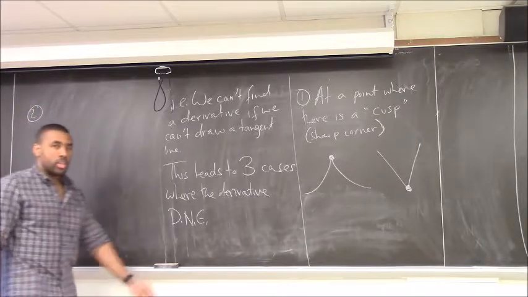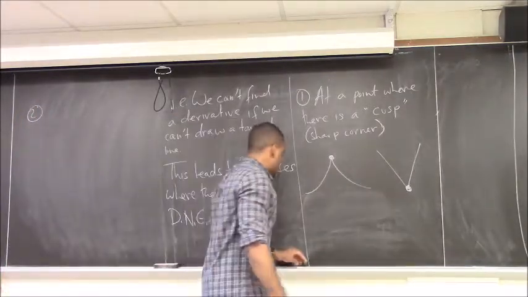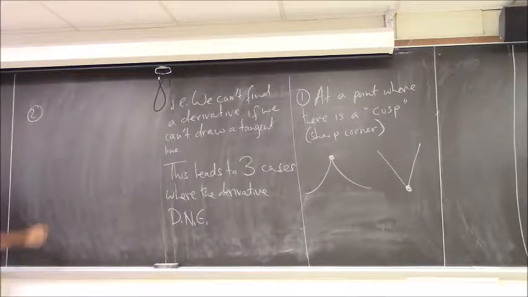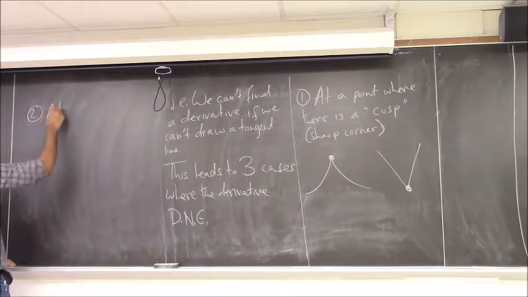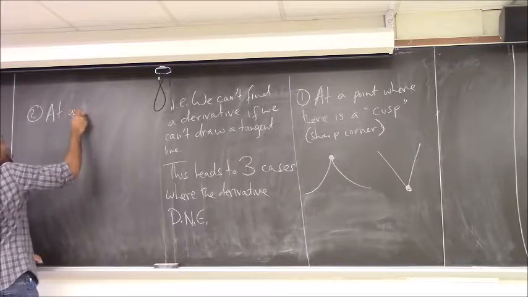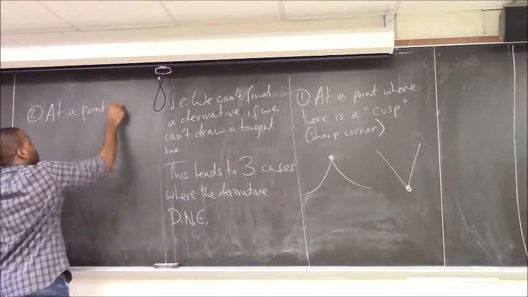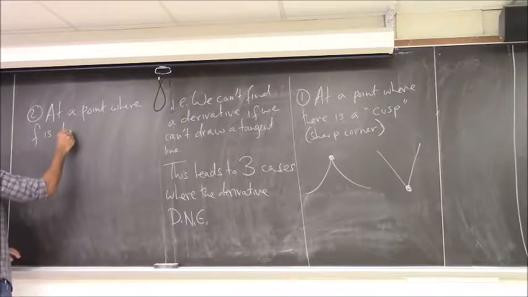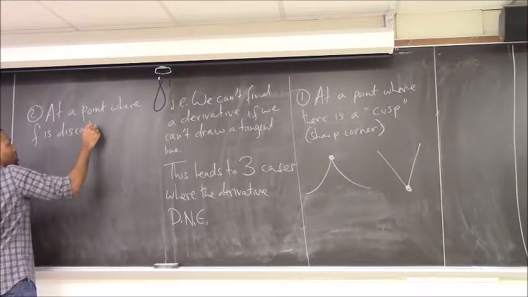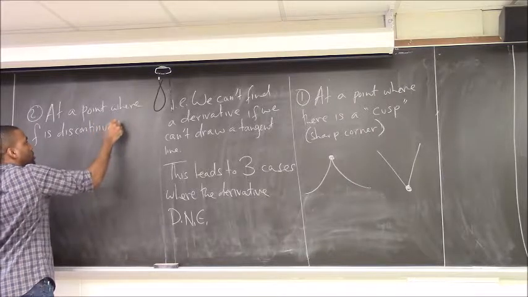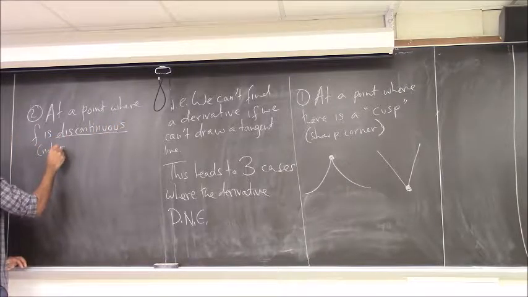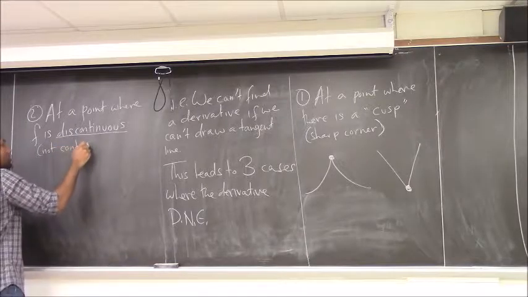There's another situation where you can't find a derivative. You can't draw a tangent line to a point if there is no point there, basically. At a point where f is discontinuous. Not sure if I've used that word before. It just means not continuous. That's the negation of continuous.